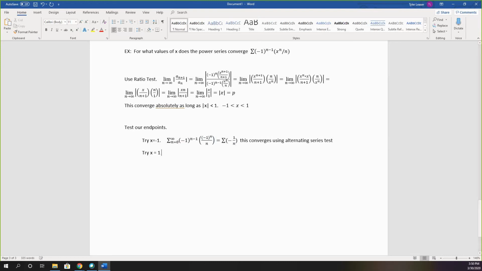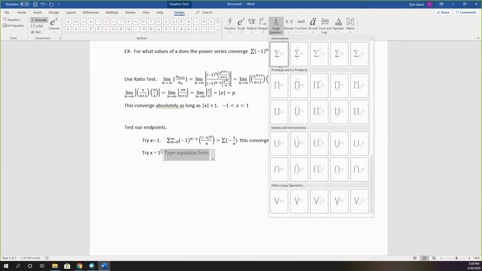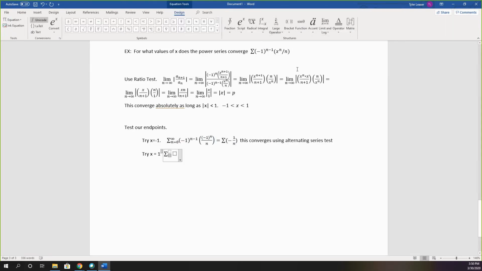Let's try the other endpoint, x equals +1. Alright, so again, we're just plugging it in. So we have our infinite series, n goes from 0 to infinity. We still have my -1 to the n-1 out in front. And now I'm going to replace this x with 1, but 1 to the n is still just 1, so we get a 1 over n out in front.